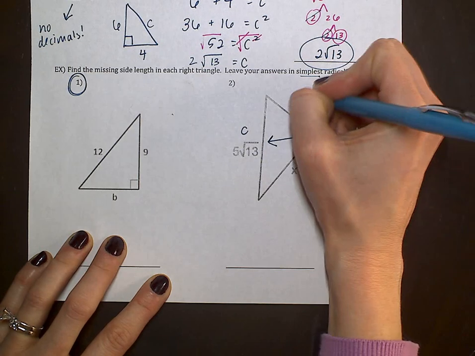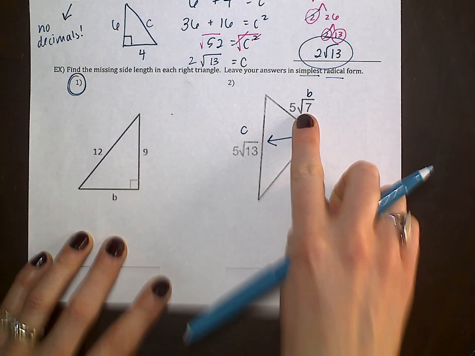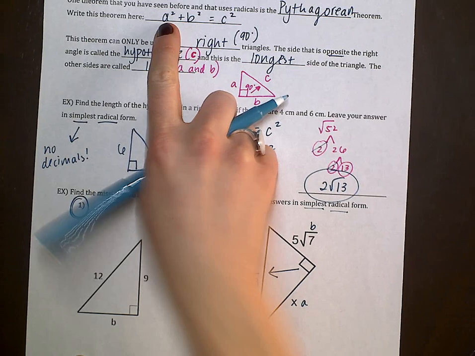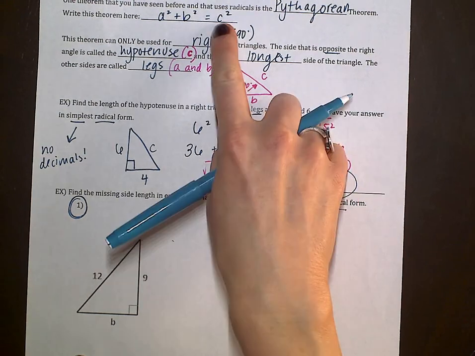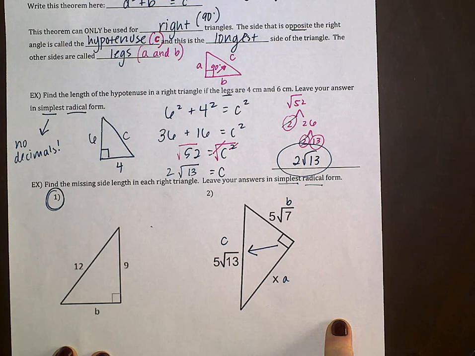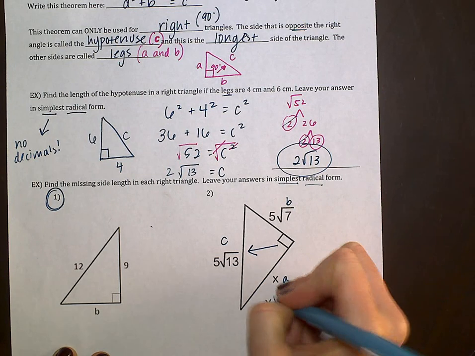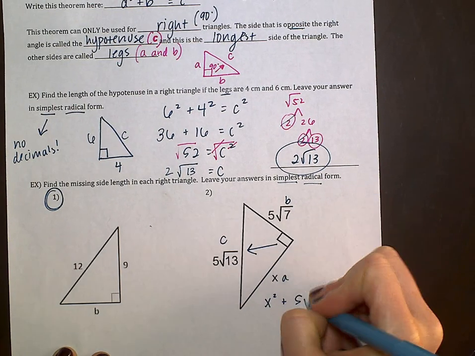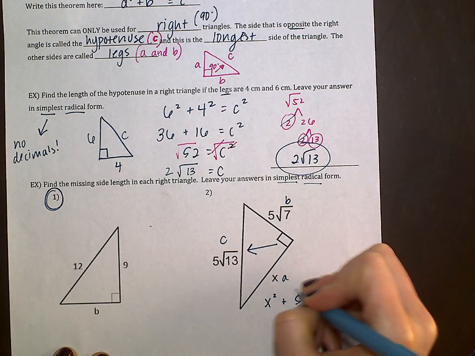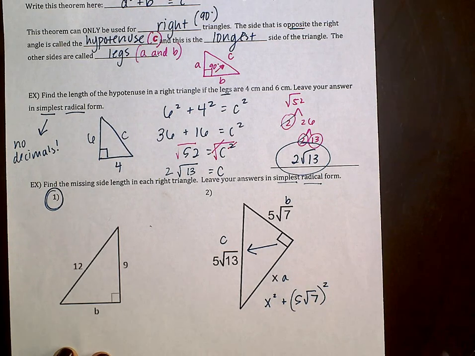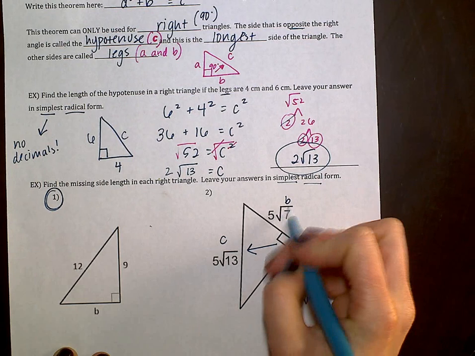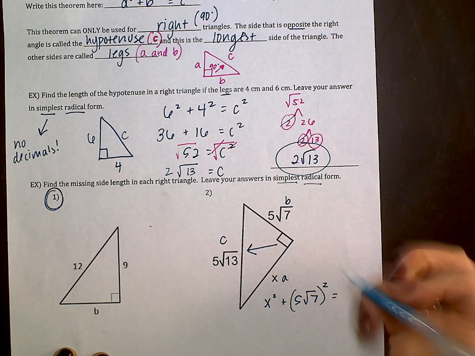So maybe I'll just call x a, 5 radical 7 b. So I'm going to plug it in. C has to go by itself on one side. So this Pythagorean theorem would look like this. I'd do x squared plus 5 radical 7. Put that in parentheses. That's going to make a difference. I'll show you. So I've got to square that side, and that should equal c squared.